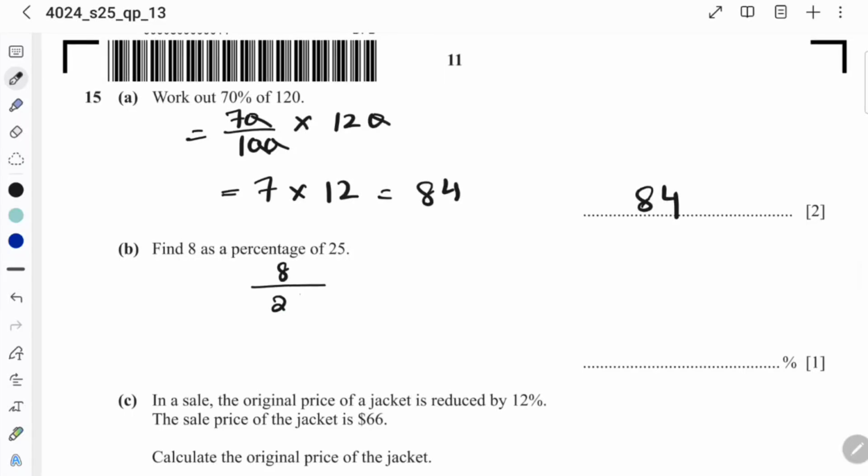Now find 8 as a percentage of 25. To get a percentage, multiply by 100. 25 times 4 is 100 and 8 times 4 is 32, which is 32%.